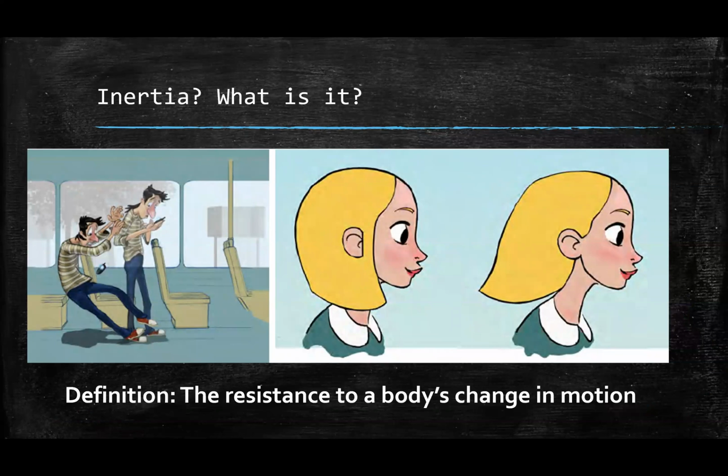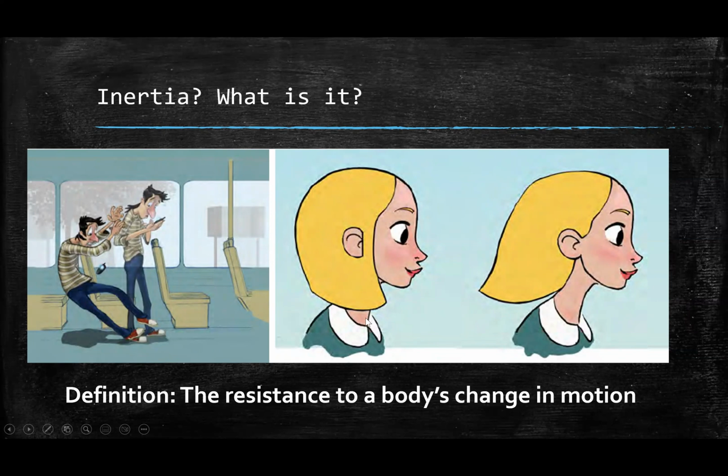Inertia is defined as the resistance to a body's change in motion. In the first picture, we have a person standing using his phone in a bus. The bus suddenly moves out from under him. Because of his inertia, his body's resistance to change in motion, it appears that the person falls back. But really what's happening is his mass, the person, has an inertia which is very resistant to the change in motion of the bus as the bus is being pulled out from under him.